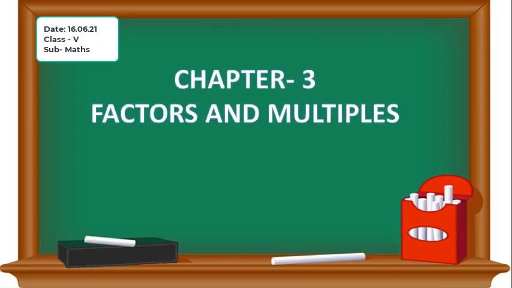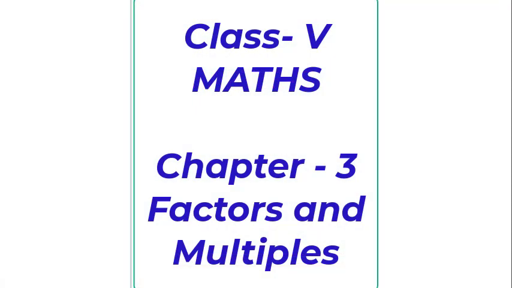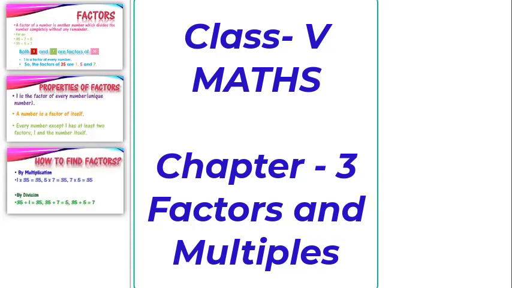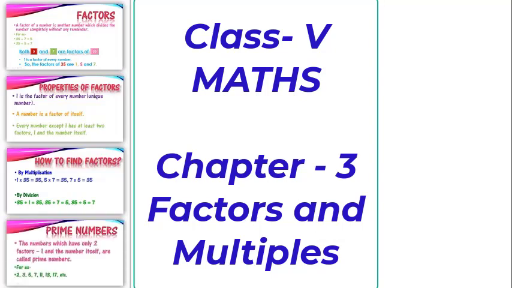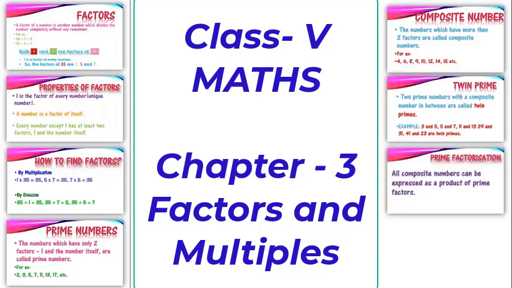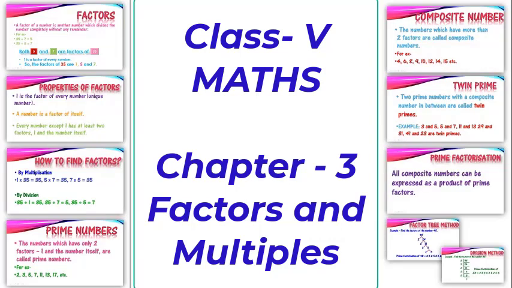Today, we are again back with chapter number 3, Factors and Multiples. In our previous classes, we have covered some topics from this chapter, which were factors, properties of factors, and methods to find the factors, which were multiplication and division. Then prime numbers, composite numbers, twin prime, and prime factorization by two methods, which were factor tree method and division method. Today we are going to learn a new topic, that is HCF.